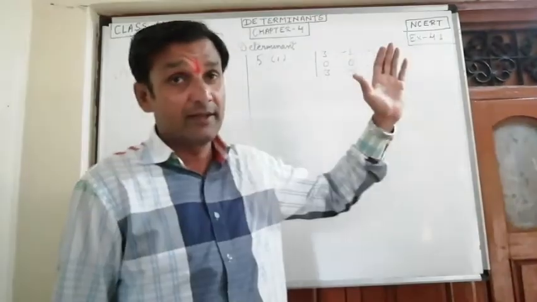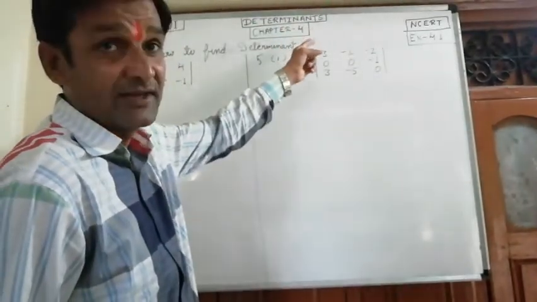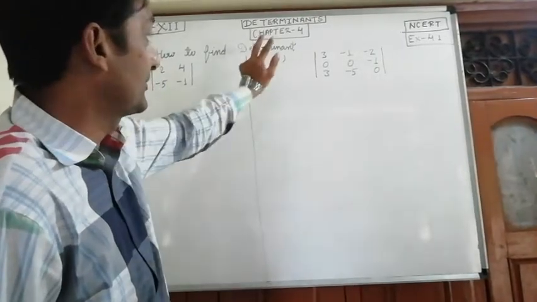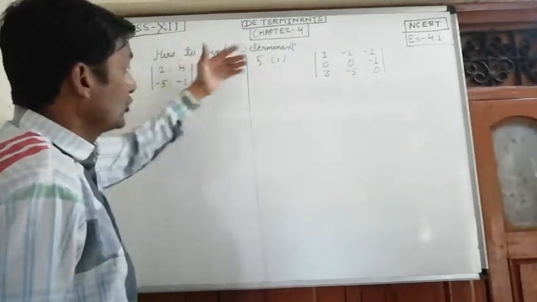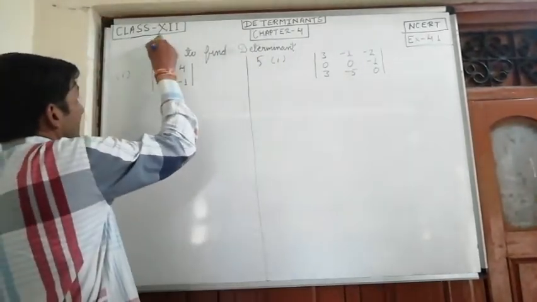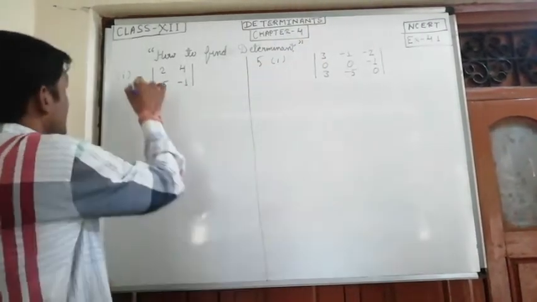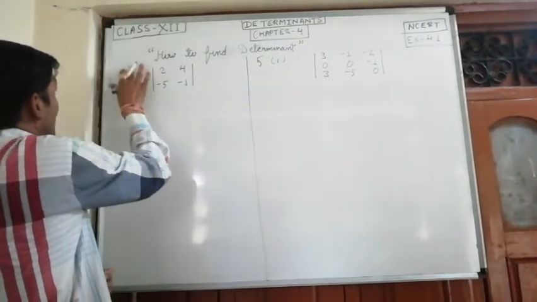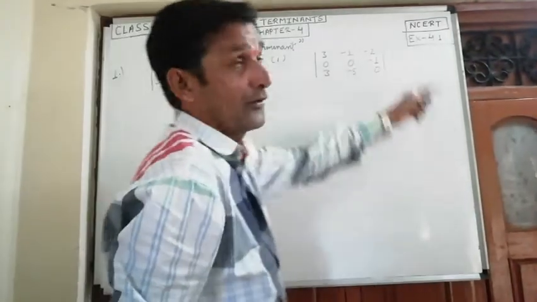I am today explaining you class 12th related topic named determinants, chapter 4th of NCERT. How to find determinant, that I will explain you today. Here suppose it is question first, this one, of NCERT exercise 4.1.